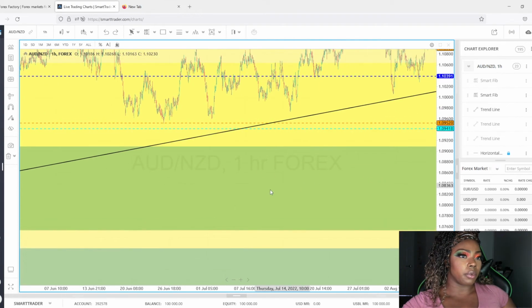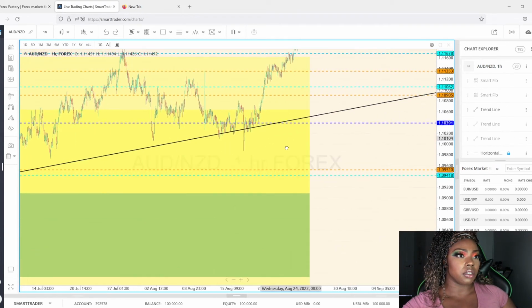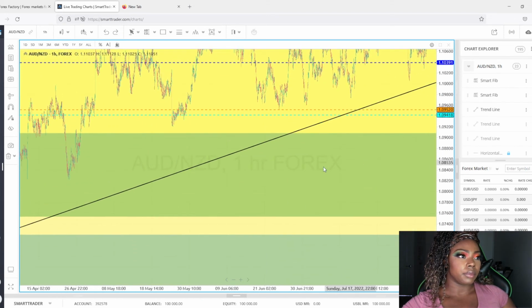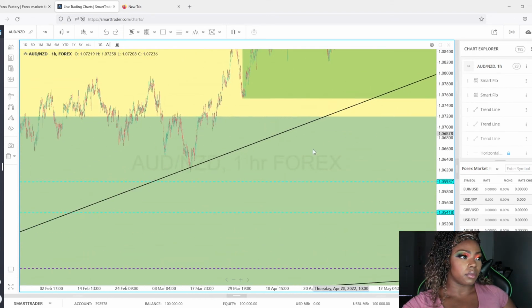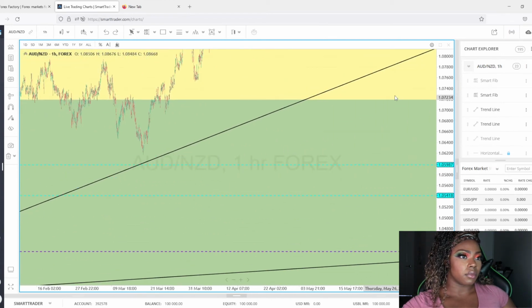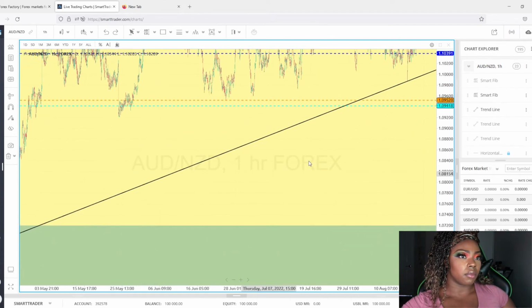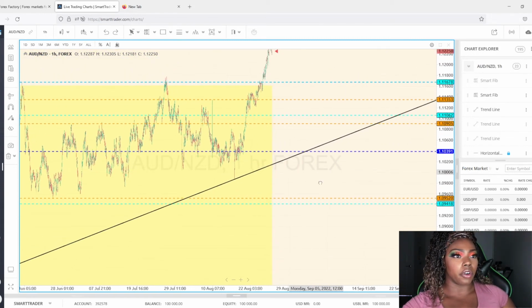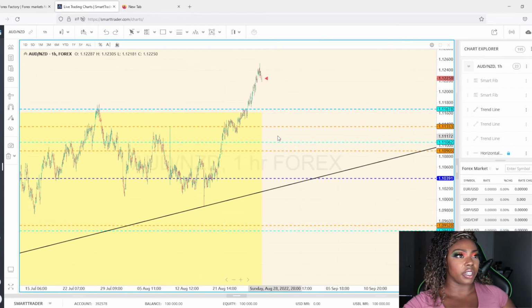Our trend line will readjust. No, it's not gonna readjust. Sometimes you gotta move the chart around for Smart Trader to readjust your trend lines.